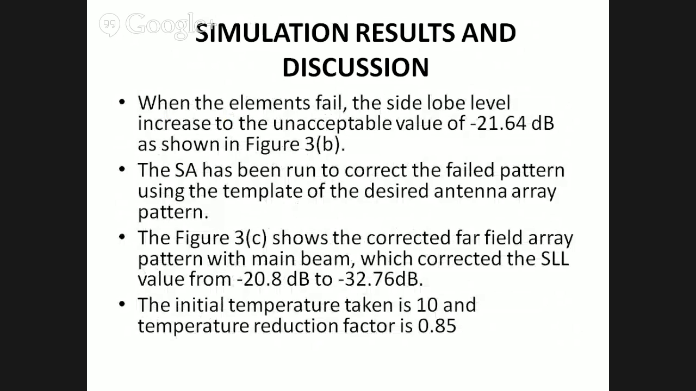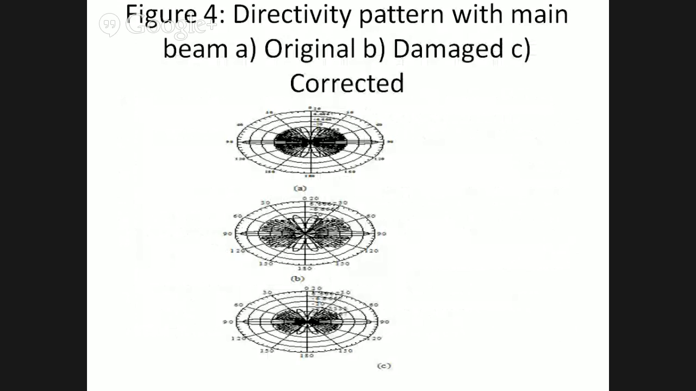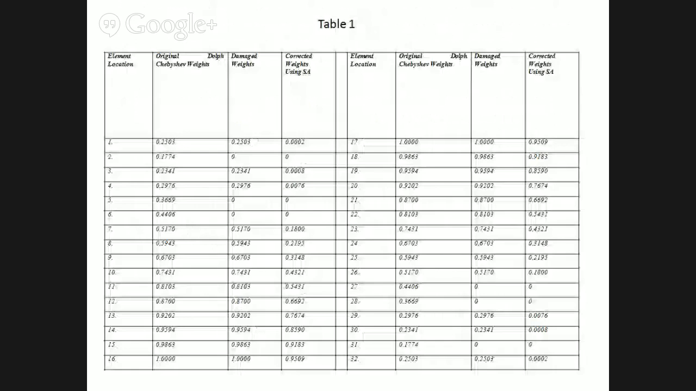These are the SA parameters. In simulated annealing, we have to select a certain temperature, and then it has to be cooled depending upon the temperature reduction factor. The beam widths of the original and corrected patterns have also been observed. So these are the results: original, damaged, corrected, and in tabular form the weights have been calculated. You can see the zeros for the faulty elements, and these are the corrected weights.